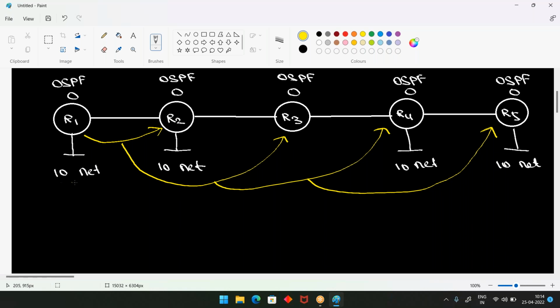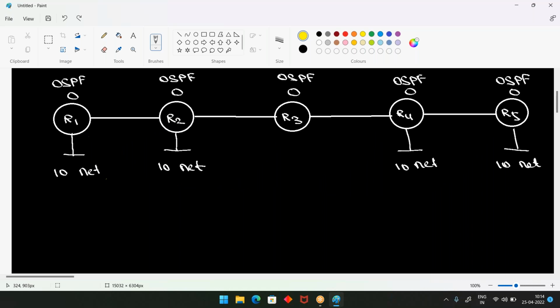R1 router will share its own networks with all the routers within an area. Sir, what about R2 here? R2 will also do the same thing.